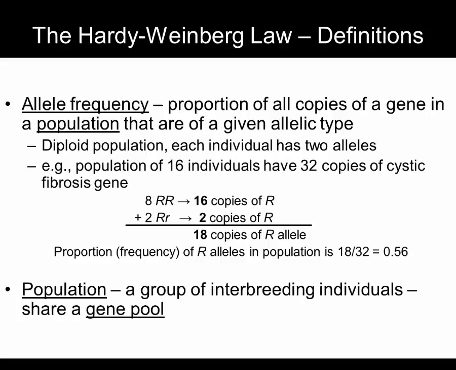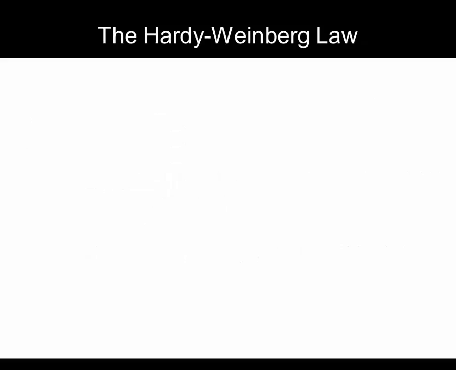Lastly, let's define this population we keep mentioning. This is simply a group of interbreeding individuals, members of the same species capable of sexual reproduction, sharing the same location at the same time. They share a gene pool, the sum total of all alleles in all individuals within the population. While it's easy to calculate allele frequency from genotype frequency, the reverse is not so simple. If the dominant and recessive alleles each have a frequency of 0.5, then half the population could be homozygous dominant and half homozygous recessive, or the entire population could be heterozygous, or maybe something in between these extremes.